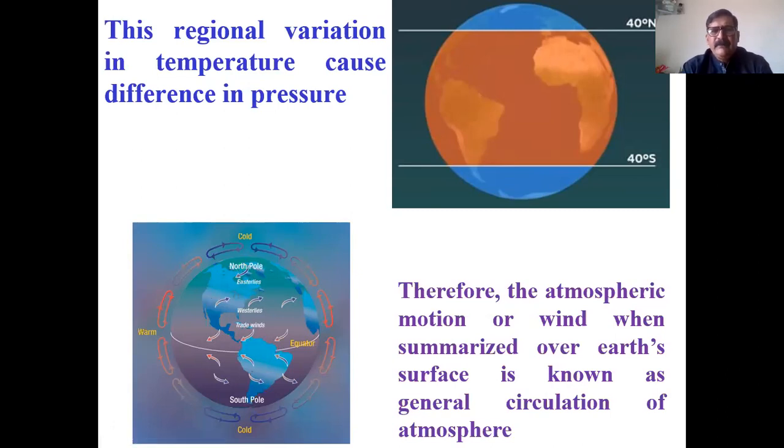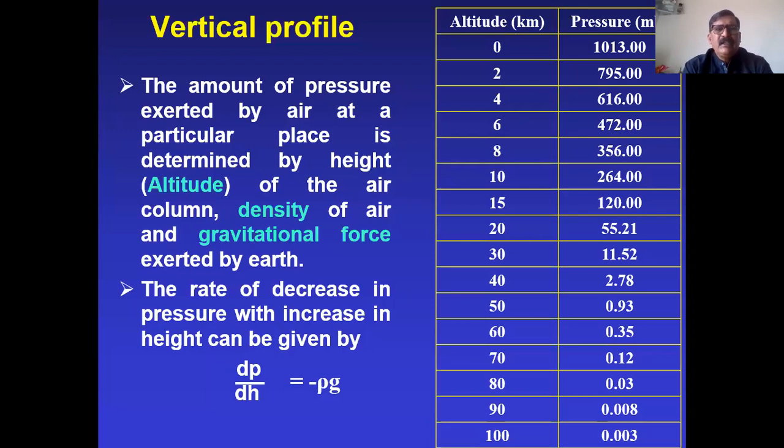Then you write the definition of the general circulation: the atmospheric motion or wind, when summarized over the earth's surface, is known as the general circulation of the atmosphere. And the vertical distribution of the atmospheric pressure is like this, as I already told: as the height, meaning the altitude, increases, the air pressure or atmospheric pressure decreases.